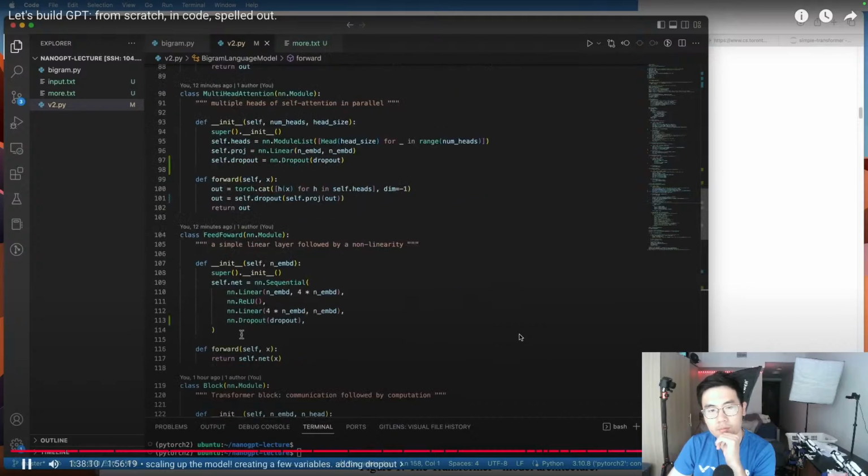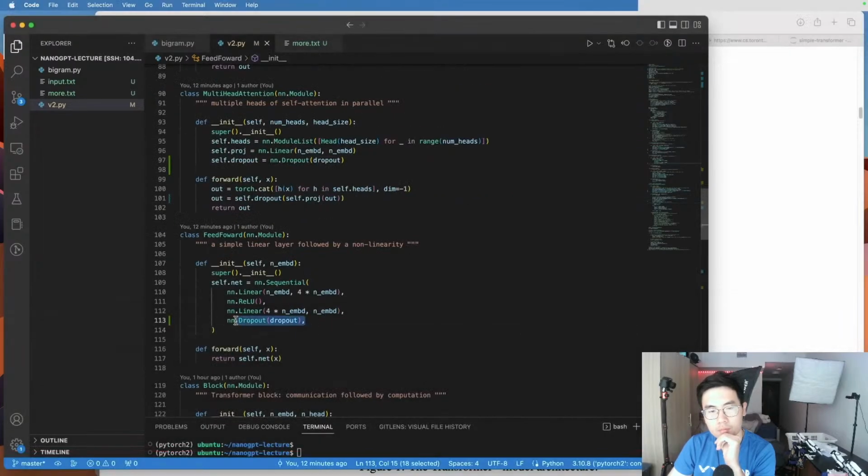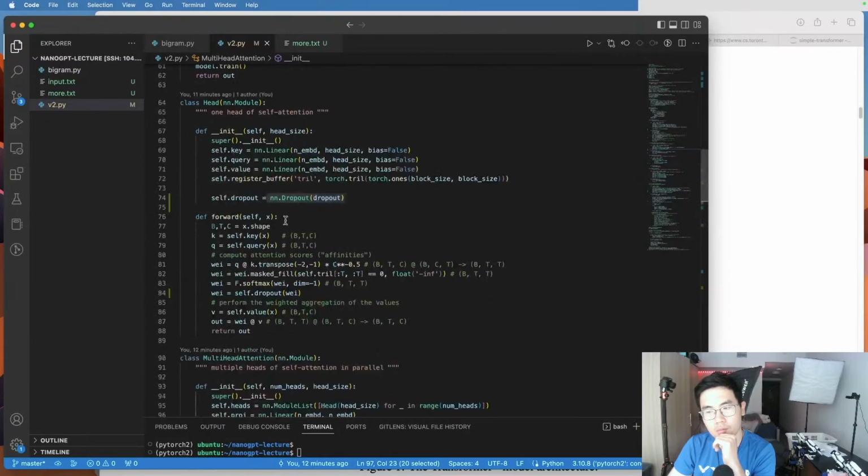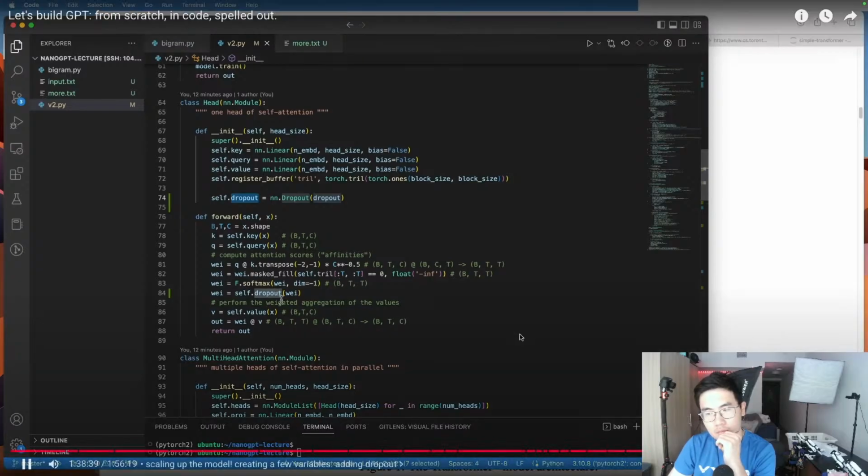Now, one thing that I did briefly change is I added dropout. So dropout is something that you can add right before the connection back into the residual pathway. So we can drop out as the last layer here. We can drop out here at the end of the multi-head attention as well. And we can also drop out here when we calculate the affinities, and after the softmax, we can drop out some of those. So we can randomly prevent some of the nodes from communicating.